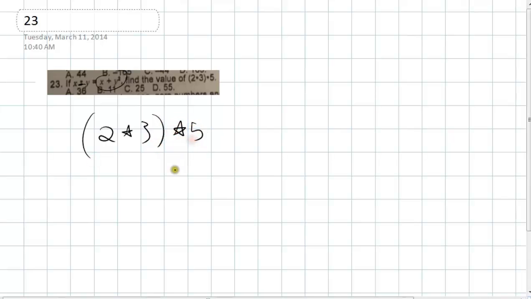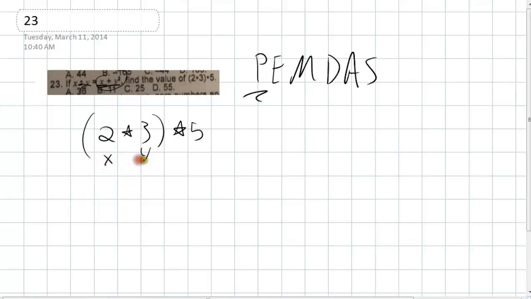Okay, so what do we do with it? Well, we just follow what it says for us to do. So we're going to do what's inside the parentheses first, because that's the order of operations. Parentheses first. Okay, so this is 2 star 3. So in this order, because that's how we found it. This will be our x, and this will be our y, and we're just going to treat it exactly how it tells us to.